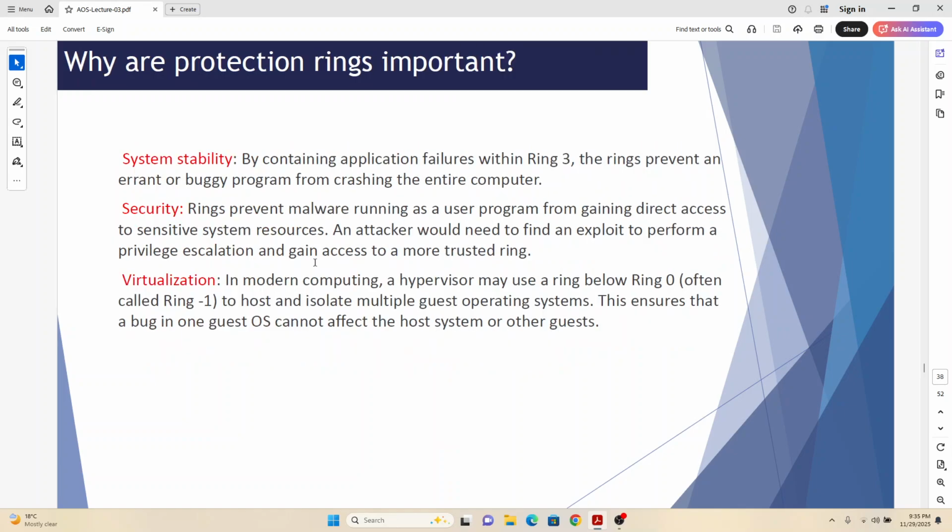Why are protection rings important? Because as I told you, if we have too many processes going on, it can somehow accidentally crash the whole system. So it is good for system stability, security and virtualization. We will discuss the virtualization concept in OS in depth in later videos.